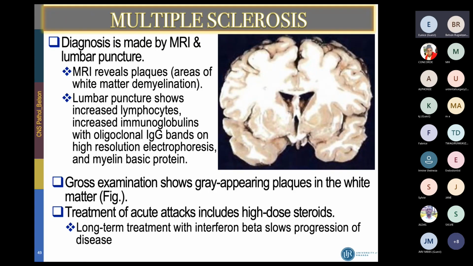So the diagnosis is done by magnetic resonance imaging, MRI, and the lumbar puncture. MRI reveals plaques, areas of white matter demyelination. So we will find that, as we said, in the brain, the white matter is inside, while the gray matter is on the periphery. So you will find that here where we should have the white matter, there are areas which are not white because they have lost their myelin sheath.